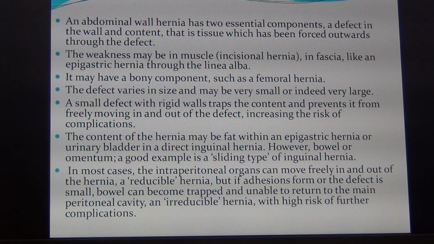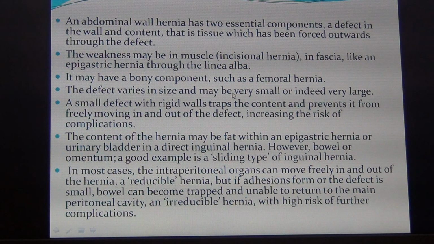So the weakness may be in the muscle, for example, incisional hernia, maybe in the fascia, for example, epigastric hernia, in the linea alba. It may have a bony component, for example, femoral hernia. One of the lateral borders of the hernia is the bone. The size of this defect varies from very small to very large.